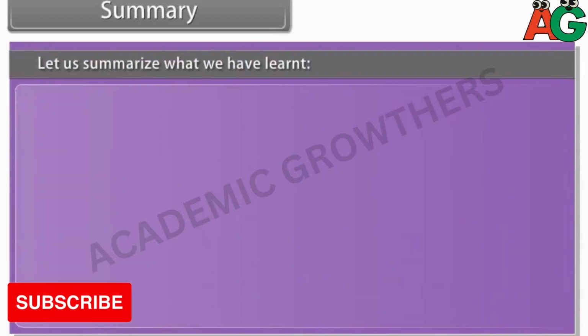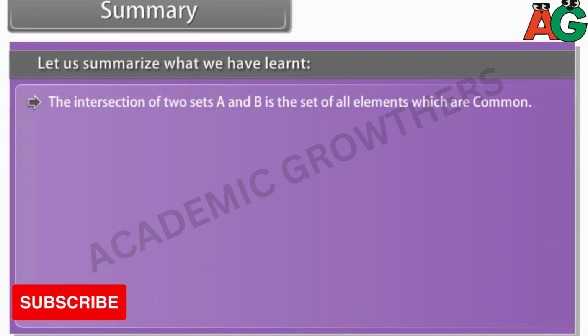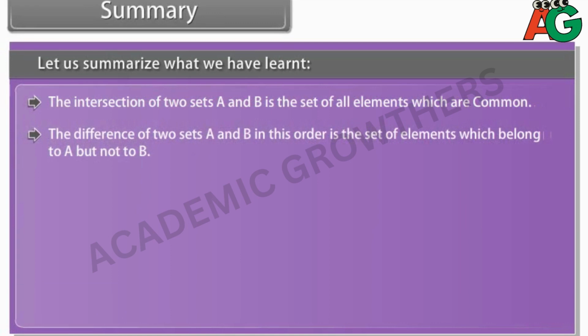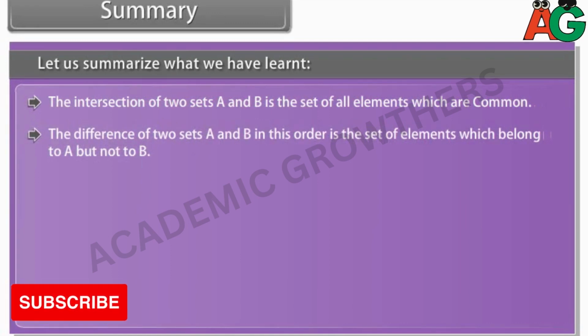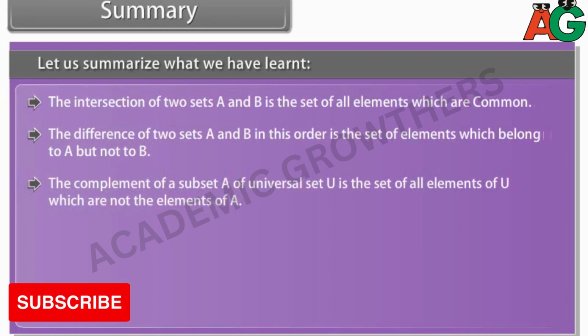Summary. Let us summarize what we have learned. The intersection of two sets A and B is the set of all elements which are common. The difference of two sets A and B, in this order, is the set of elements which belong to A but not to B. The complement of a subset A of universal set U is the set of all elements of U which are not the elements of A.